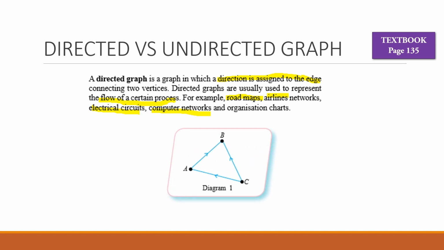This is an example of directed graph in Diagram 1, where we can see we have three vertices A, B, and C. Between these three vertices there are edges, and these edges have arrows which indicate the direction. For example, this line at the bottom shows the direction from C to A, not A going to C, but C going to A. That is what we call a directed graph.